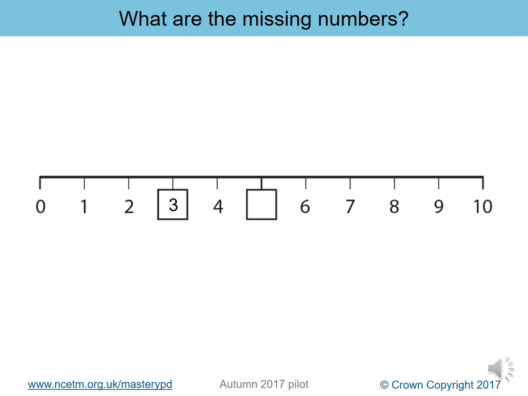So then we've got 4, we've got a missing number again, then we've got 6, 7, 8, 9, 10. So in between 4 and 6, we know the number is 5, because we know that 5 is 1 more than 4, and 5 is 1 less than 6. So we're going to do a little bit of this by telling some stories, answering some number sentences, all around one more and one less.